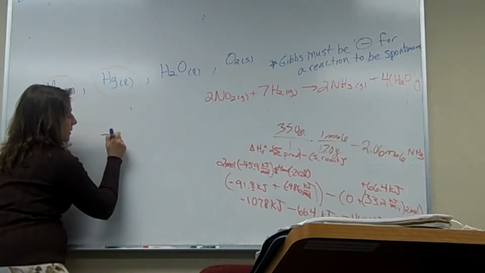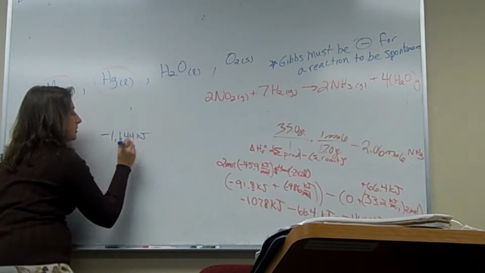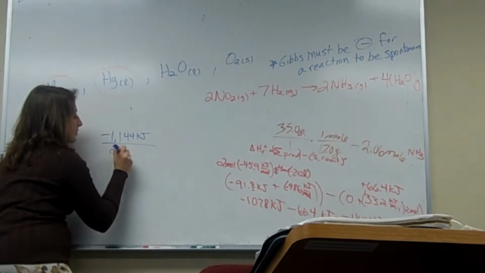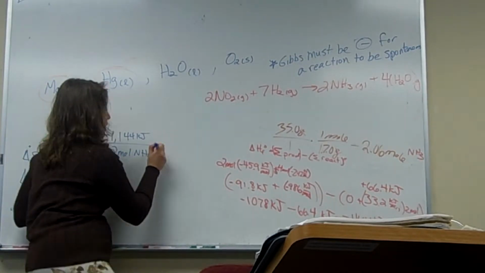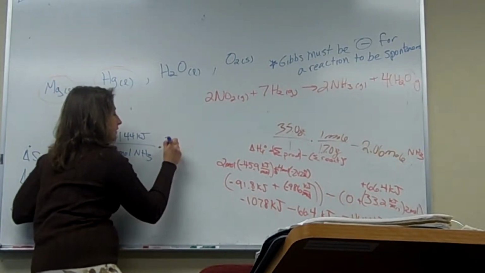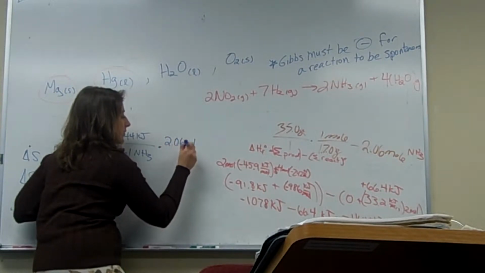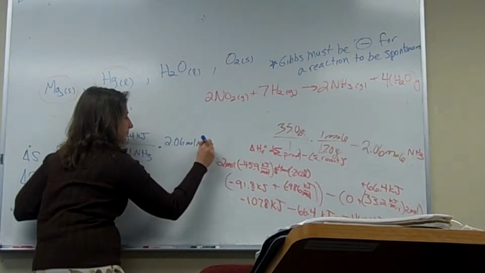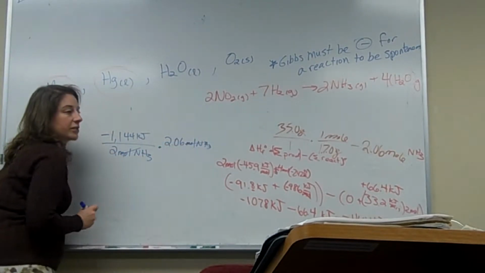So what you're going to say is there's 1,144 kilojoules produced every time you burn 2 moles of ammonia, or produce, or whatever, we're producing ammonia. So then you have to figure out how much is actually produced for the real amount of ammonia that you use, right? So then we end up with energy.